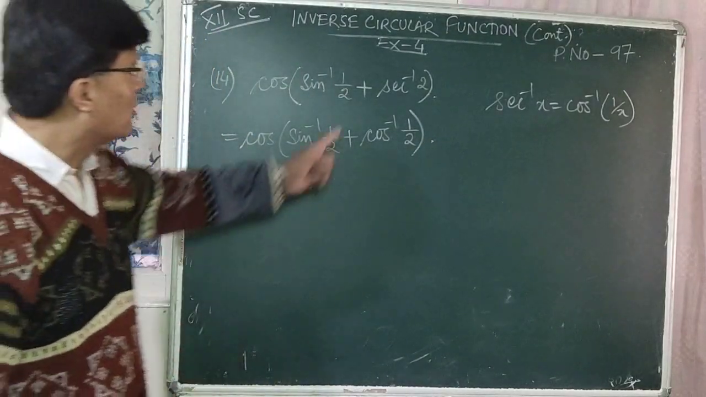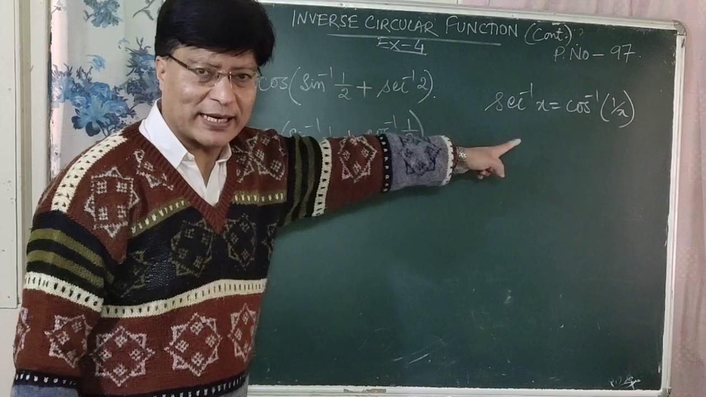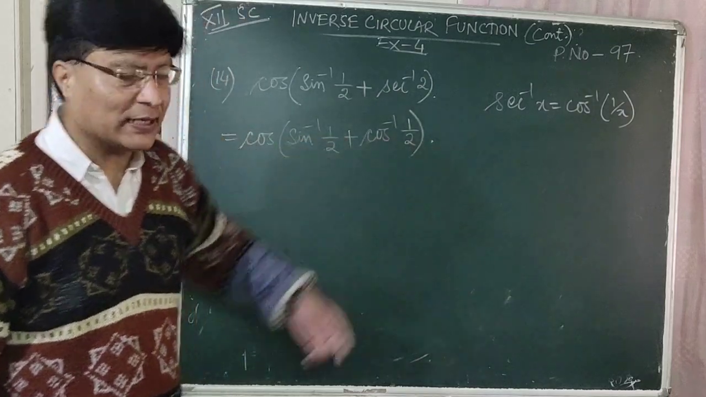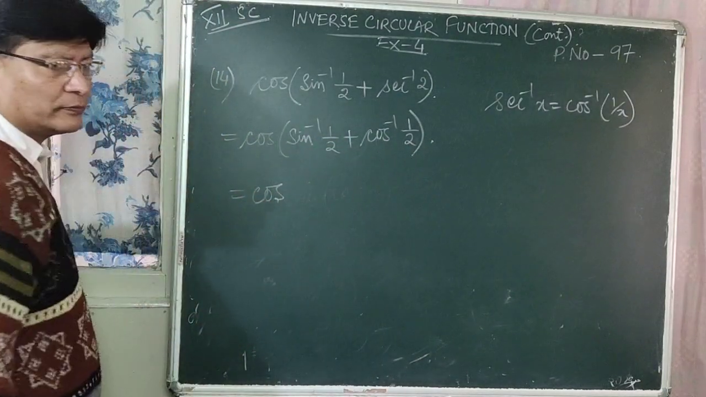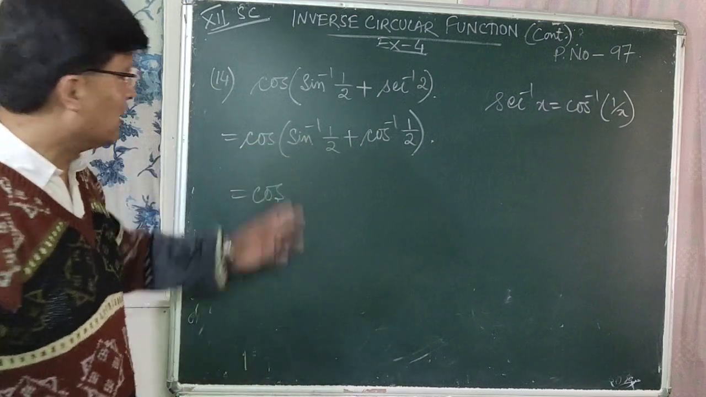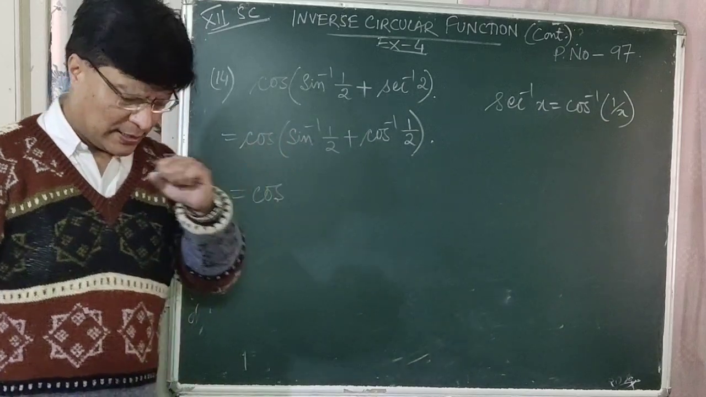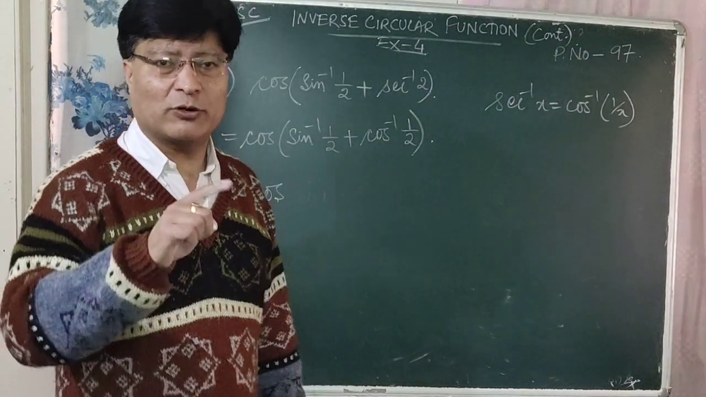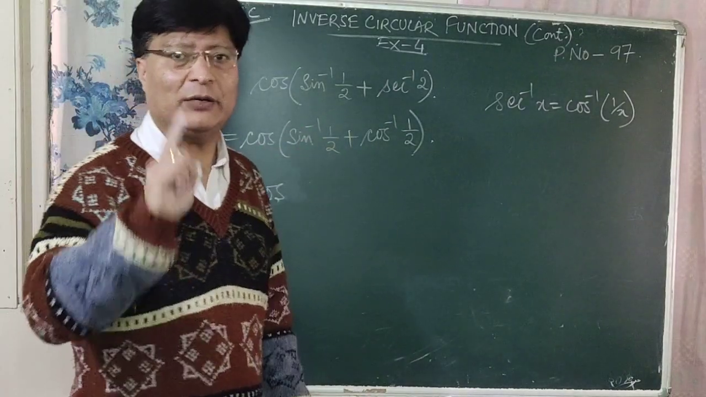Is that clear? Sec inverse 2 is what? Cos inverse 1 upon 2. Use that formula. We have done this formula in formula number 11, right? So which is equal to cos. Now you know this formula. This is just like your sin inverse x plus cos inverse x. I think it's formula number 3. We did it in formula number 3, 3 number 1, 2, 3, right? This is formula number 3 1.